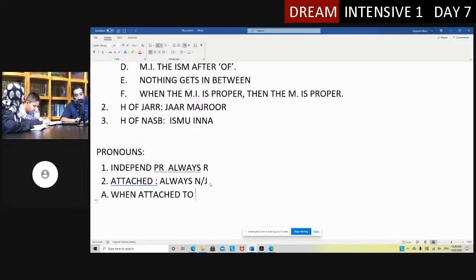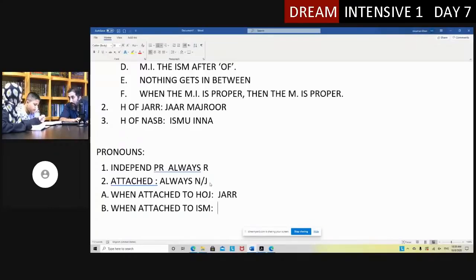When attached to a harf of jar, they are what? Take a guess. Jar. When attached to an ism, they become mudaf ilayh. So they become jar because they are mudaf ilayh. We'll review that later on more.